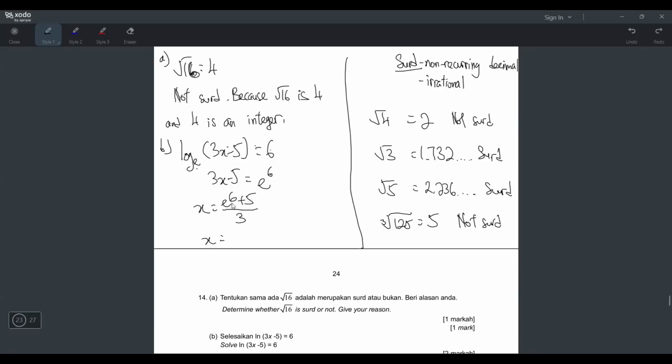Okay, I'll teach you how to press the e. You press shift ln. Yeah, you press shift and then press the ln button. There's a ln button in your calculator. And then power 6 and then plus 5 and then answer divide 3. Okay, I got my answer 136.1. Okay, let's write 2 decimal places. 136.14. So that's the answer.